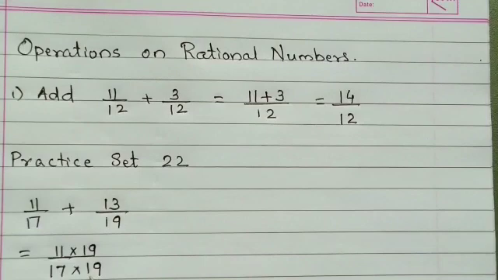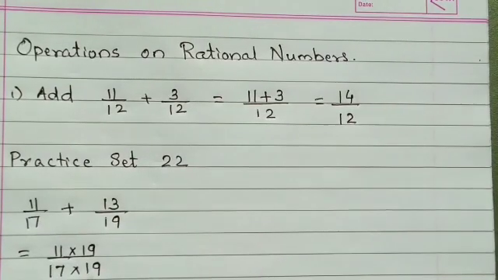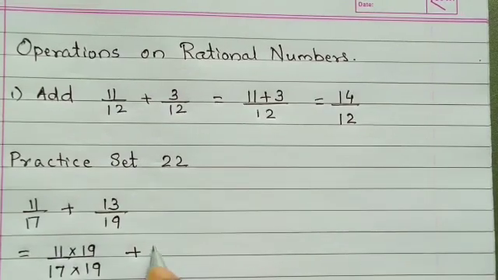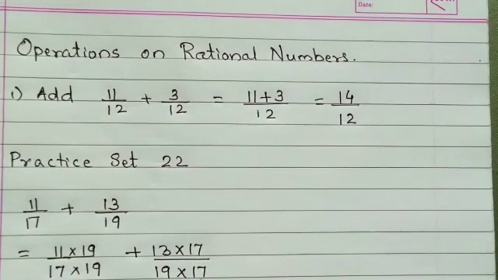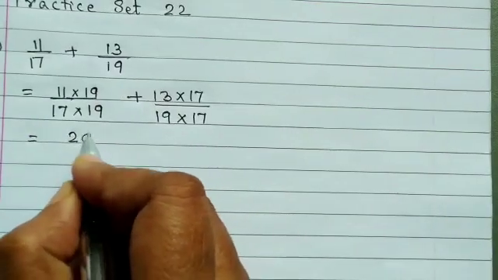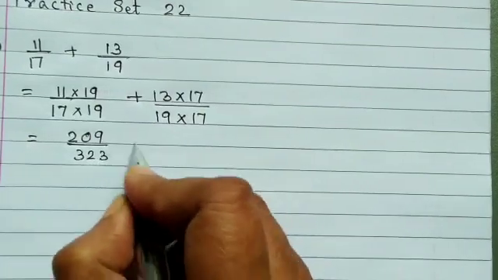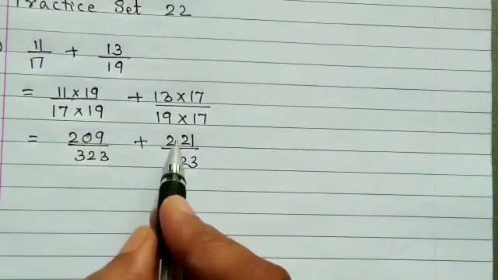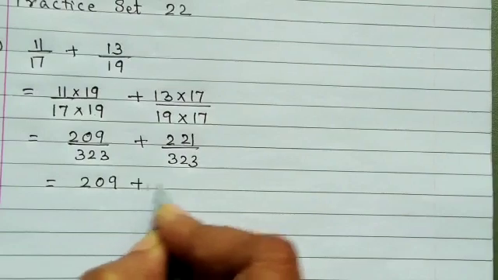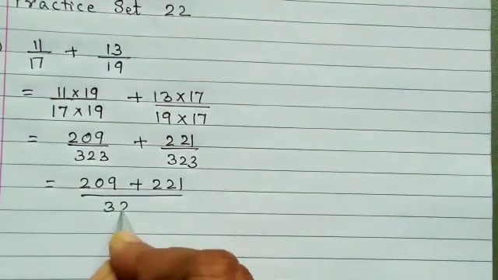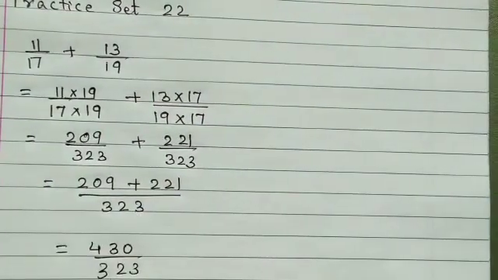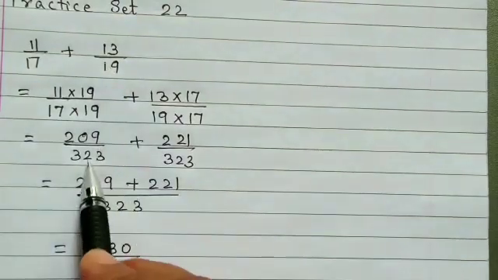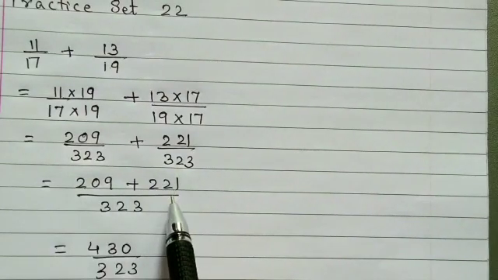By multiplying both numerator and denominator, the value of the number does not change. Now you multiply the second fraction by the denominator of the first fraction. So it will be 13 into 17 upon 19 into 17. On multiplying this, you will get 209 upon 323 plus 221 upon 323. Now they have the same denominators. So all you got to do is add the numerators. So you will get 209 plus 221 divided by 323. So that will give you 430 divided by 323. So if you see, if the rational numbers have different denominators, what we have to do? We have to first make the denominators the same and then do the addition of the numerators.